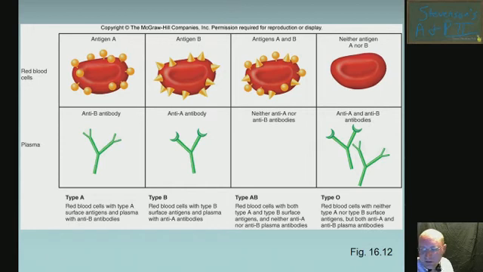So let's look at these cells here. We see antigen A for the type A blood cells, antigen B found on type B blood cells, and then you see that type AB has both the antigen A and antigen B on it, whereas type O cells have neither antigen but have both antibodies.